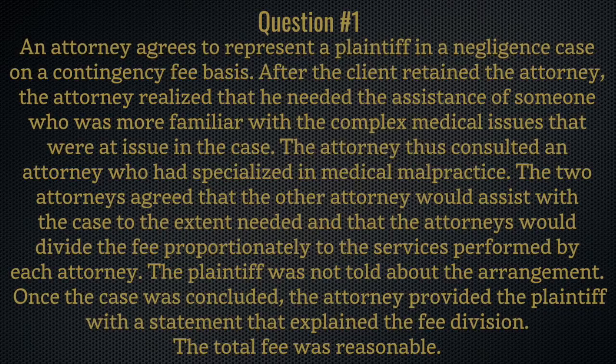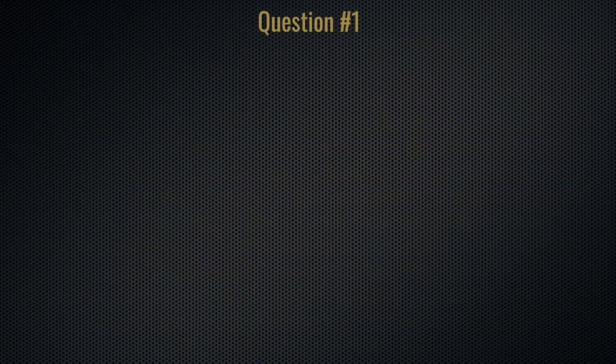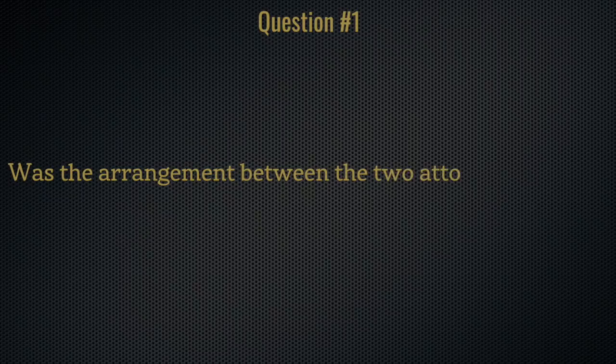The attorney thus consulted an attorney who had specialized in medical malpractice. The 2 attorneys agreed that the other attorney would assist with the case to the extent needed, and that the attorneys would divide the fee proportionally to the services performed by each attorney. The plaintiff was not told about the arrangement. Once the case was concluded, the attorney provided the plaintiff with a statement that explained the fee division. The total fee was reasonable. Was the arrangement between the 2 attorneys proper?